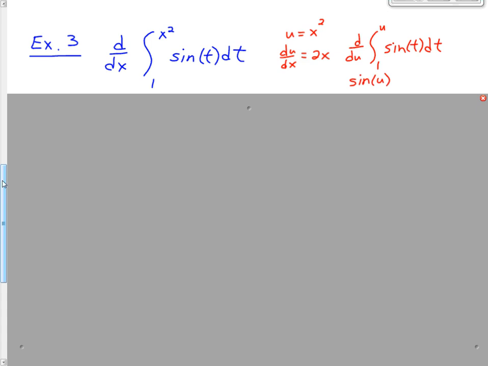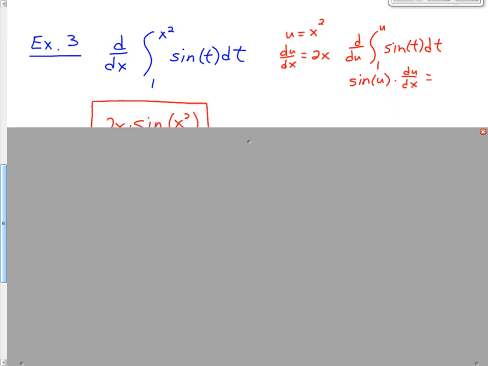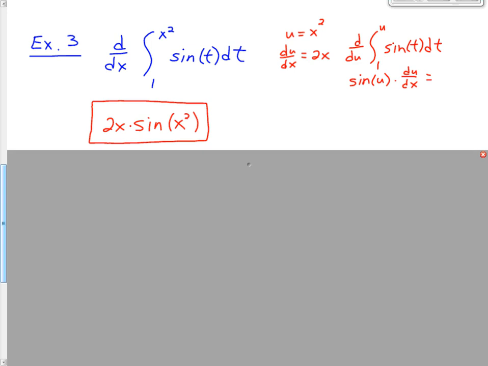But I don't want du, I want this as a derivative with respect to x. So I'm going to have to multiply that by du/dx. And so my final answer is going to wind up being the sine of x squared times the derivative of x squared, which is 2x. So notice, we take this, we plug it in there, but then we also have to differentiate that x squared.